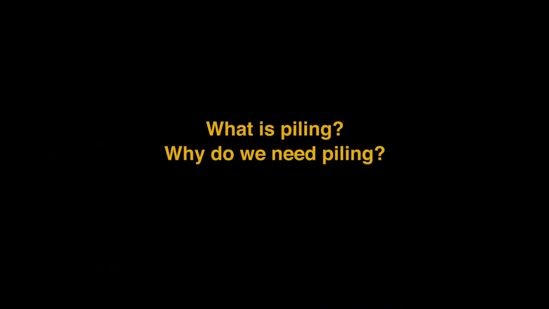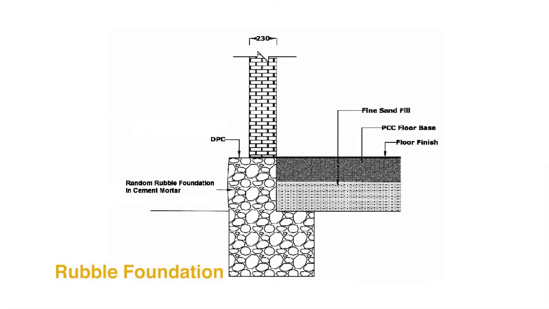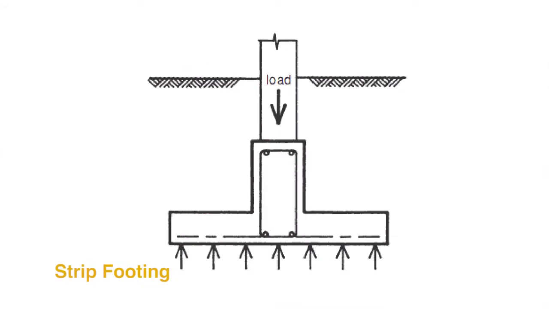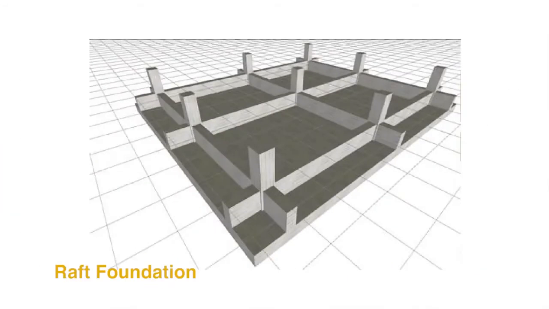What is piling? Why is it necessary? And where do we use it? Here's a brief description explaining it. First, let us start with the most commonly used foundation types: rubble foundations, isolated footings, strip footings, raft foundation.